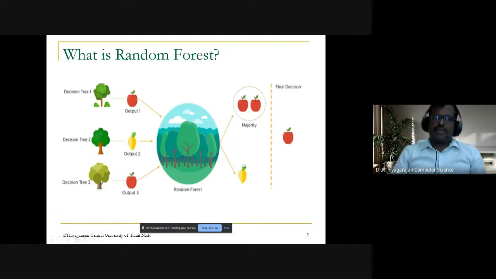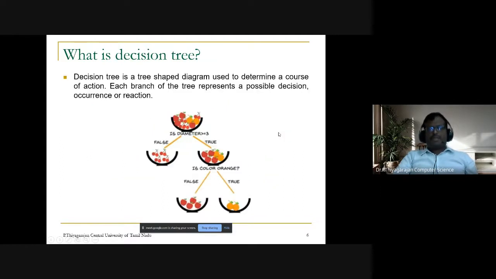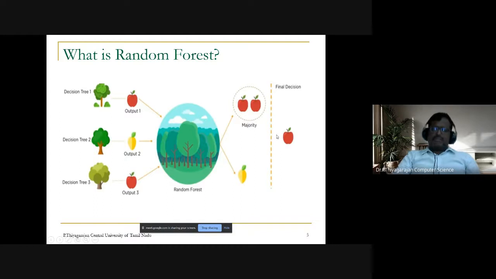So imagine that I have decision tree 1, decision tree 2, and decision tree 3. Now you know how to construct a decision tree. So I have constructed decision trees for the problem of classifying fruits. Now I give an input, and decision tree 1 classifies the input as apple, decision tree 2 classifies the input as lemon, and decision tree 3 classifies the input as apple. Then the random forest combines all these decision trees and checks the majority vote. Since we have 2 votes for apple and 1 for lemon, we go with the final decision as apple. This is how the random forest works. A random forest is nothing but a collection of decision trees.